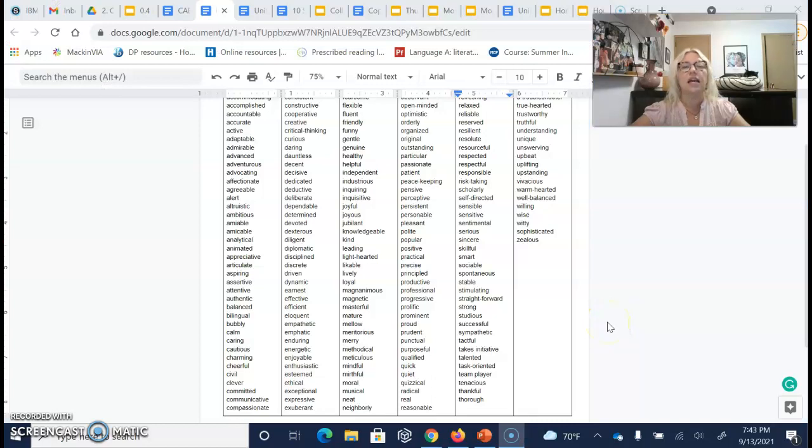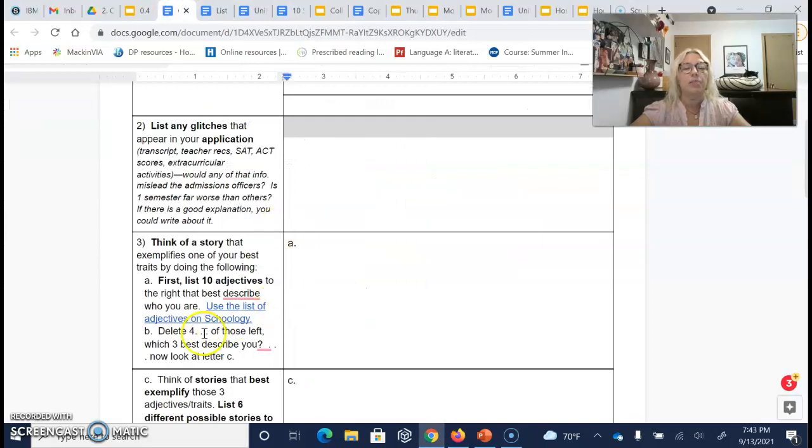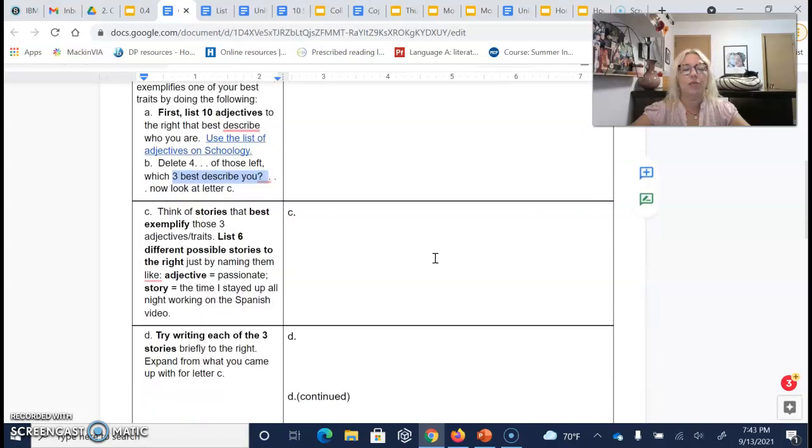Okay, did you find 10 adjectives that best describe you? B is to actually delete 4. Of those left, which 3 best describe you? Take off 4 that don't describe you as much as the other 6, and then of the 6 left, find the 3 that best describe you. Pause and do that now. All right, now moving on to C.